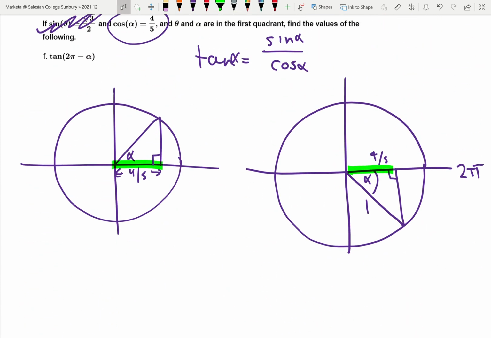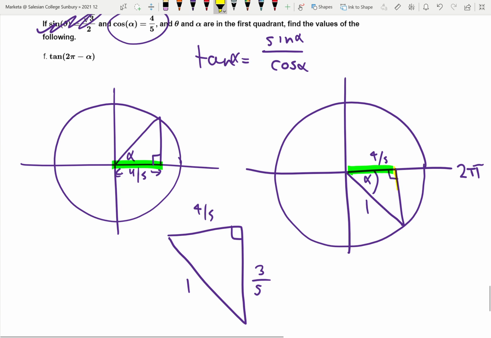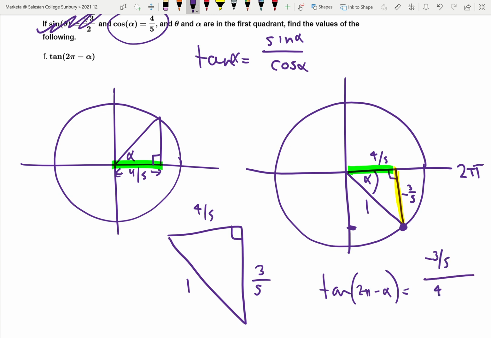So our physical triangle, if we take it out, we have a right angled triangle with 4 fifths, 1 and 3 fifths, like this. So now we can say this length here, this is our sine value of 3 fifths, but because it would be a negative point for the y value, it's going to be negative 3 fifths. And that means tan of 2 pi minus alpha is going to be the sine, which is neg 3 fifths, over the cos 4 fifths.